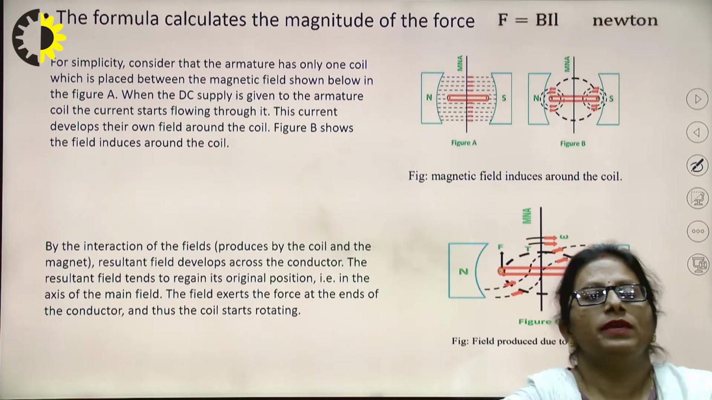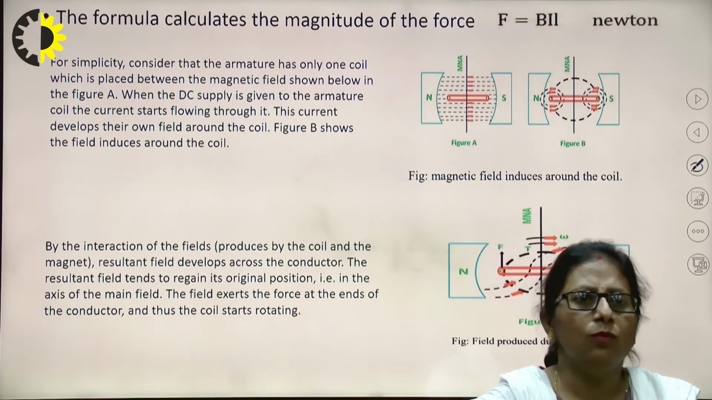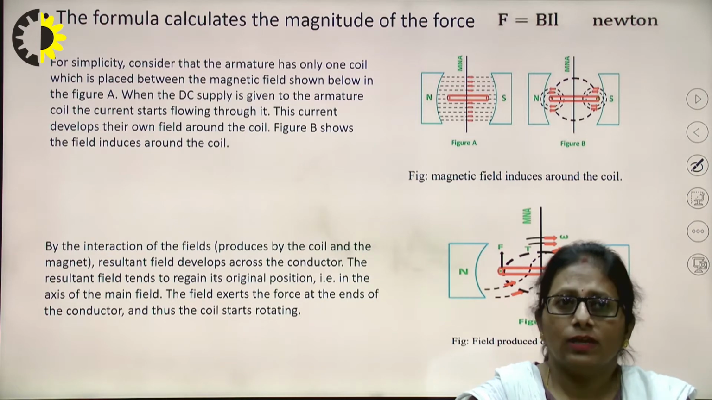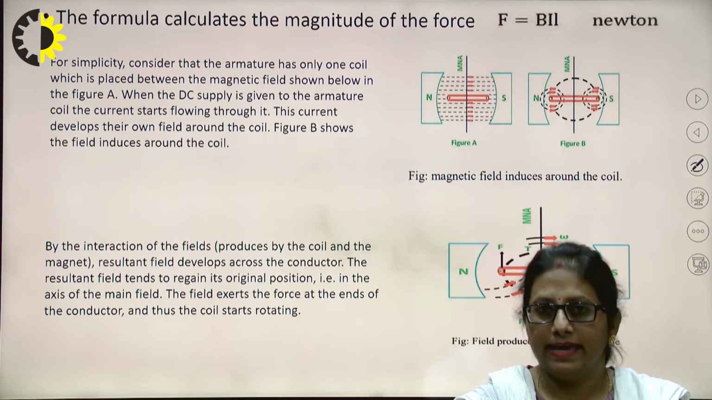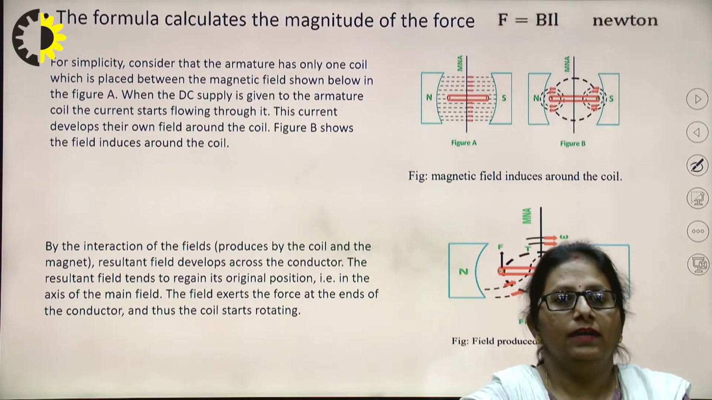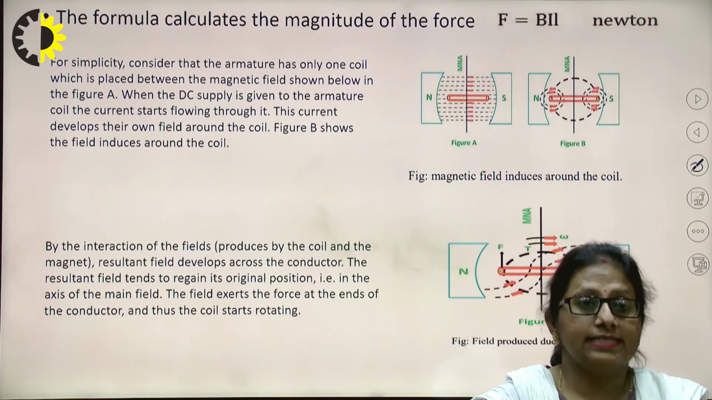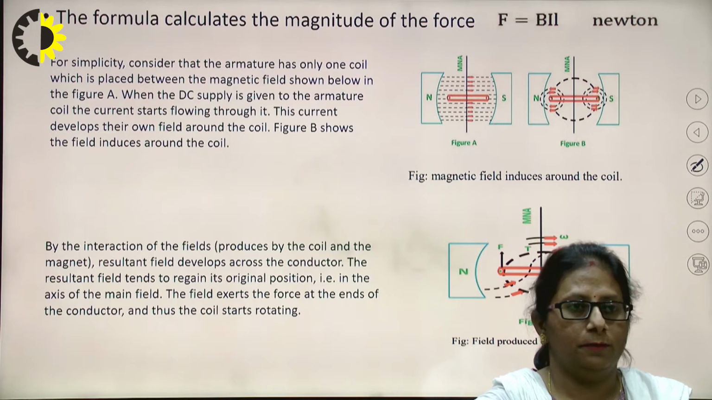So according to that, we can see the working principle of the DC motor. The formula that calculates the magnitude of this force is given by BIL Newton, where B is the magnetic flux density, I is the current in the conductor, and L is the active length of the conductor, right?